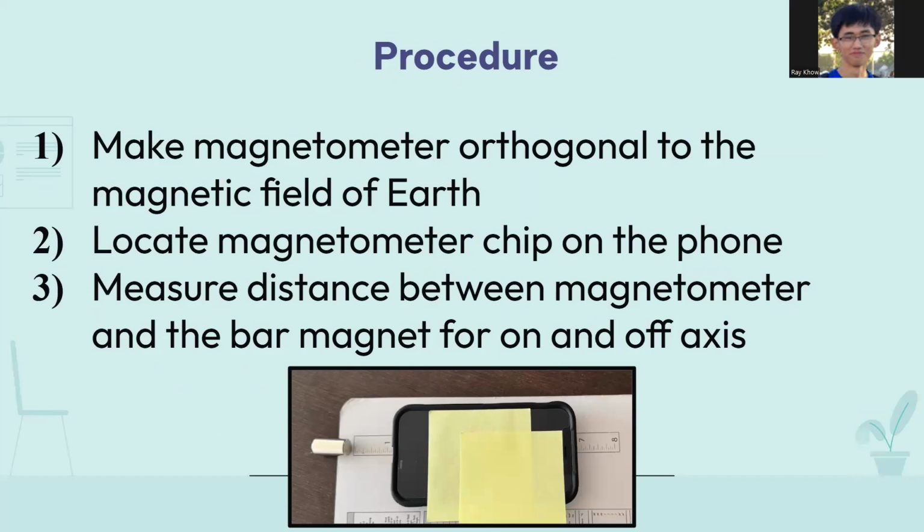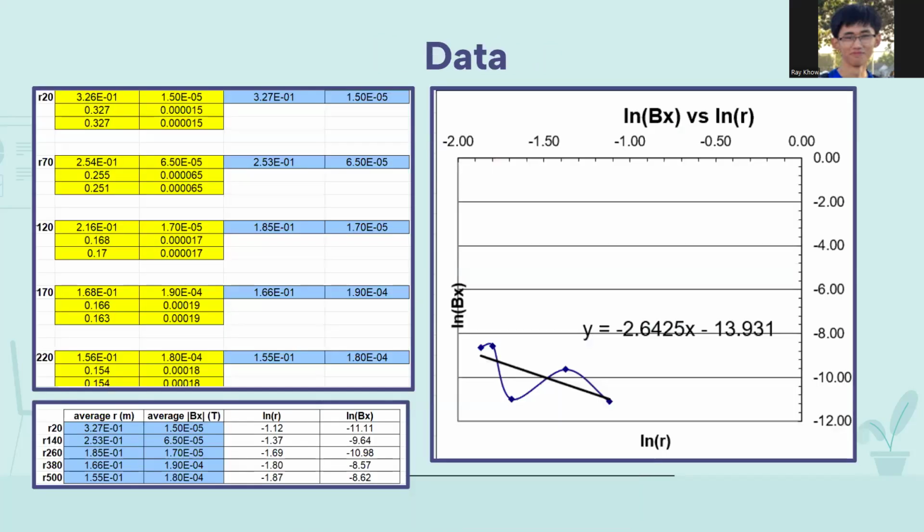First, we want to make sure that the magnetometer is orthogonal to the magnetic field of the Earth. Then we want to triangulate the location of the magnetometer chip on the phone. Here I use Post-it notes instead of tape, but the basic idea is the same. After that, we want to measure the distance between the magnetometer and our magnet for both the on and off axes. And this will help with our data collection, which is on the next slide.